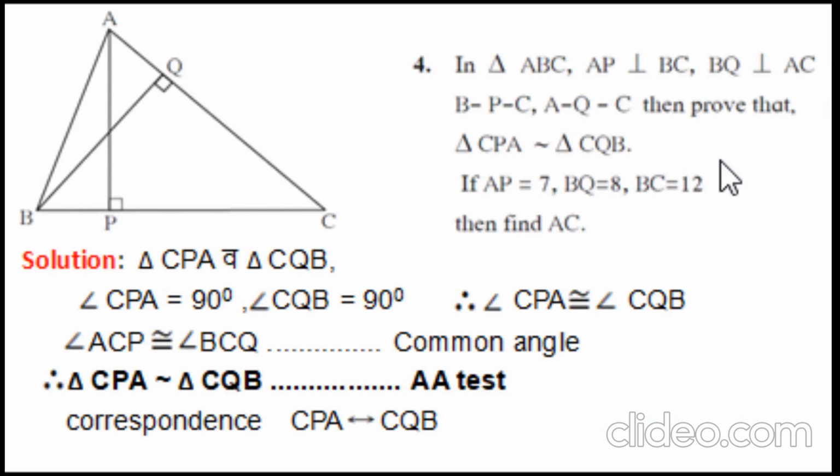Okay, next question. In question number 4, in triangle ABC, this is a bigger triangle ABC, AP is perpendicular to BC and BQ is perpendicular to AC. So we have to prove that triangle CPA is similar to triangle CQB. Also we have to find out AC. AP is 7, BQ is 8 and BC is 12, as given.